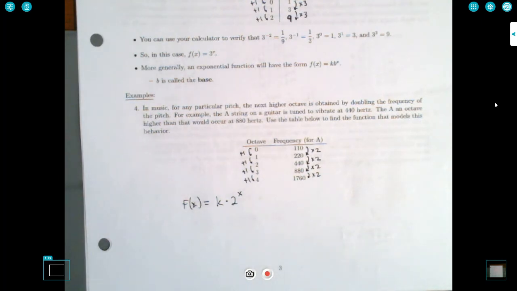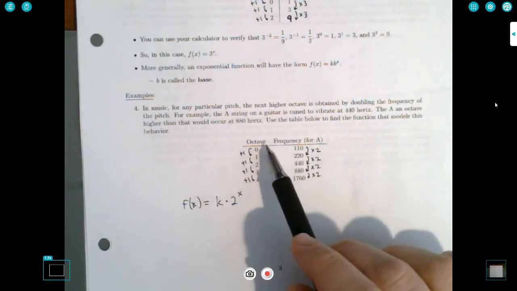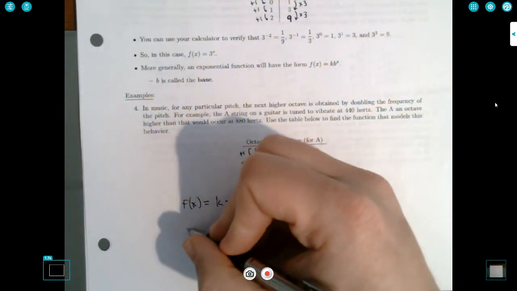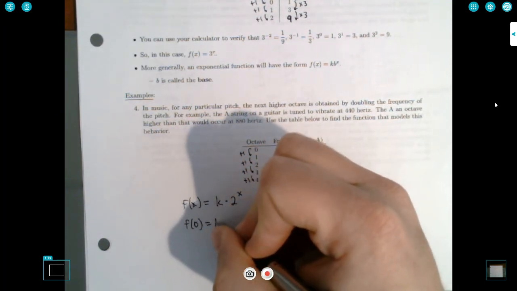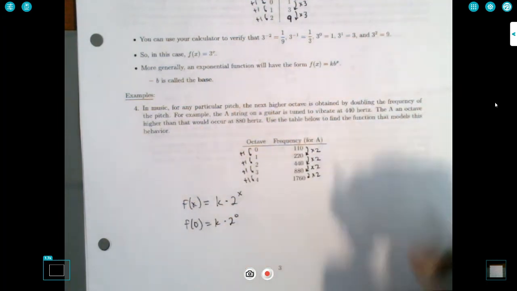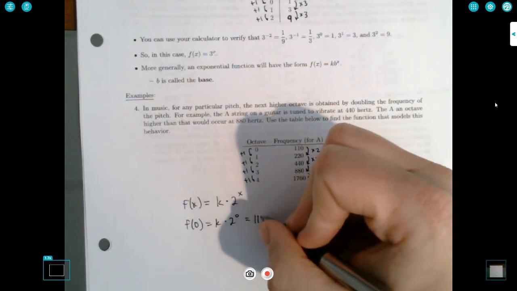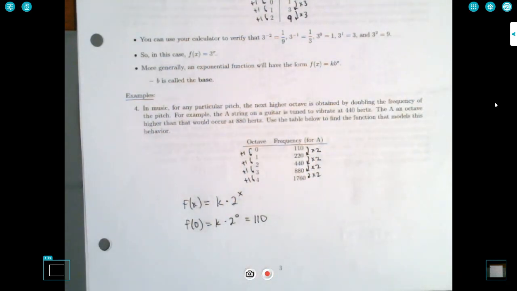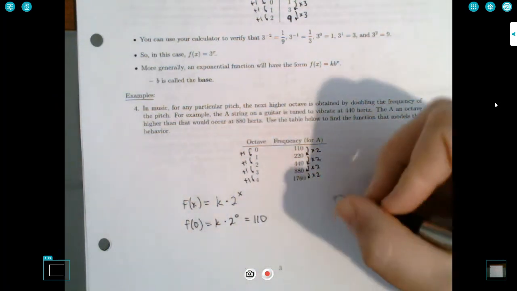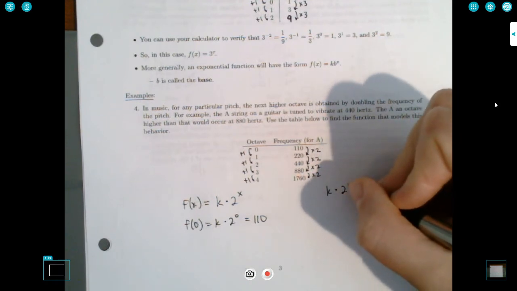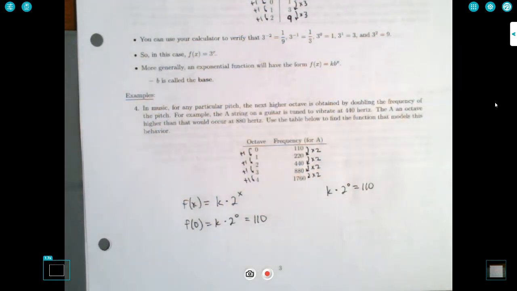So in order to figure that out, we just have to plug in some stuff, right? So we can plug in one of these numbers. I'm going to use 0. 0 is always nice. So if my input is 0, I know my output should be 110. Okay, so I have this equation, k times 2 to the 0 equals 110, and I'd like to solve for k.